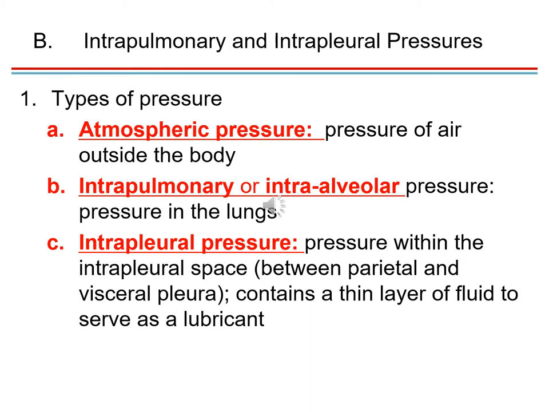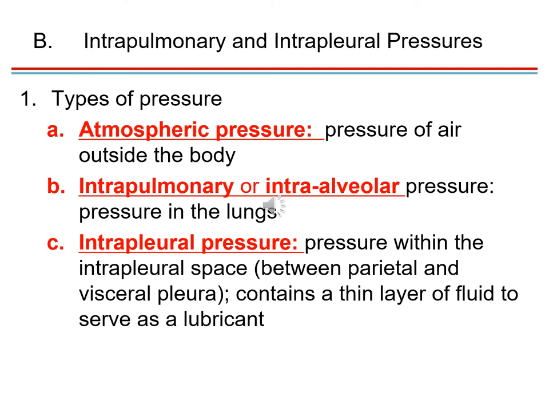The other one is the intrapulmonary or intraalveolar pressure, and it is the pressure inside the alveoli. Lungs is a very broad word; it is inside the alveoli. And the third one, the most important, is the intrapleural pressure. It is the pressure within that intrapleural space. Remember I mentioned that the two layers of the serous membrane, the two layers of the pleura, are the visceral pleura and parietal pleura? Well, this space that contains a fluid also has a pressure, and it is measurable as well.